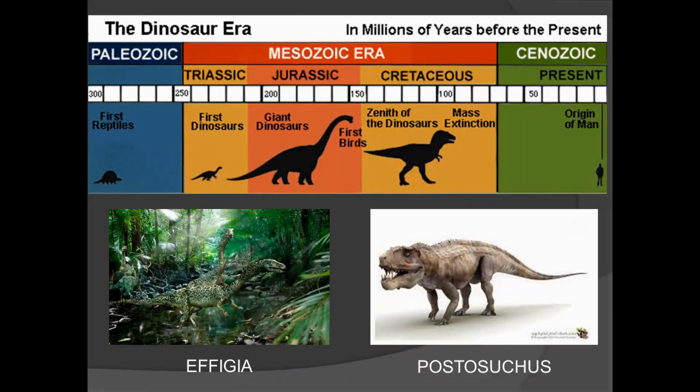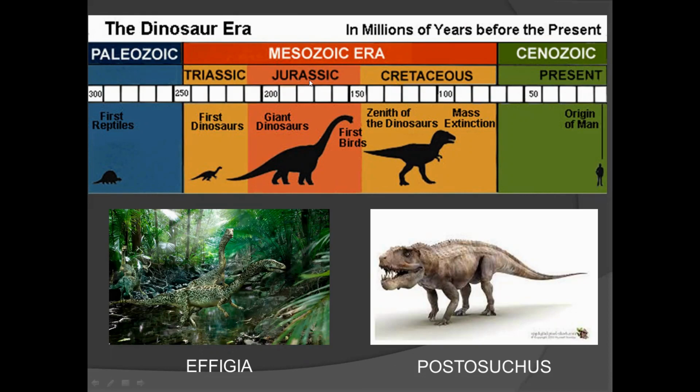In the Paleozoic era, the first reptiles came. Dinosaurs evolved from them. After the PT extinction, there were still some reptiles that lived alongside the dinosaurs, such as Ephygia and Postosuchus. The Mesozoic era was divided into the Triassic period, which lasted 251 to 200 million years ago, when the first dinosaurs such as Plateosaurus and Coelophysis appeared. And at the end of it, there was a mass extinction that wiped out all the life in the Triassic.